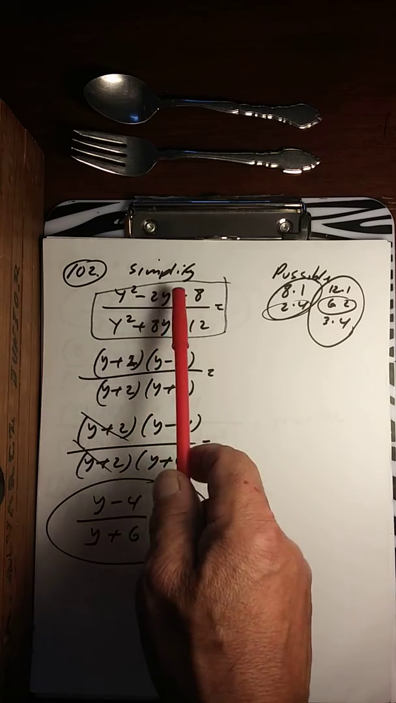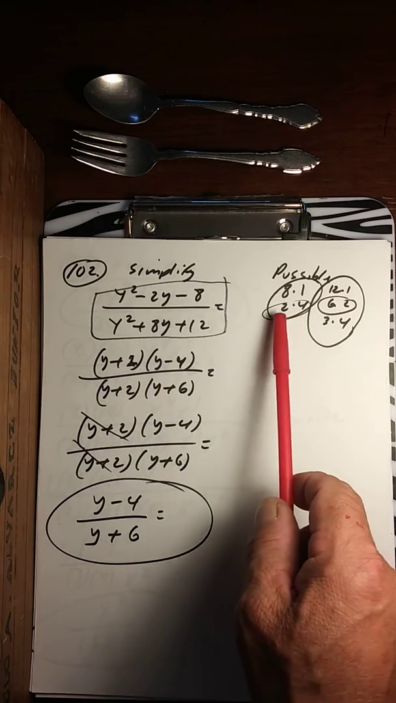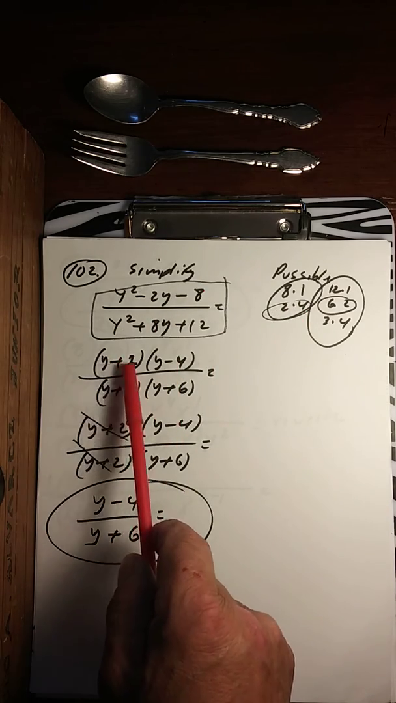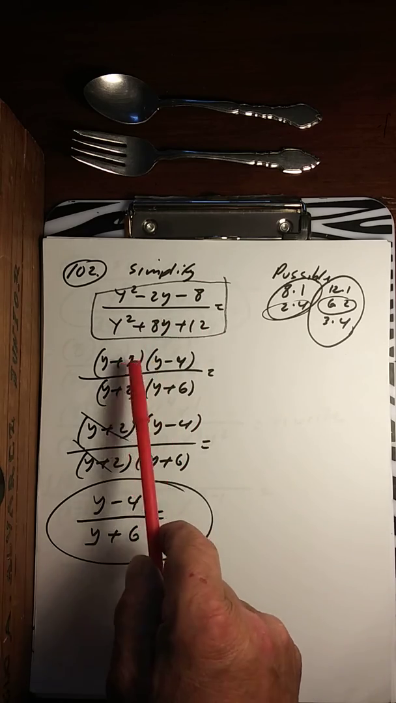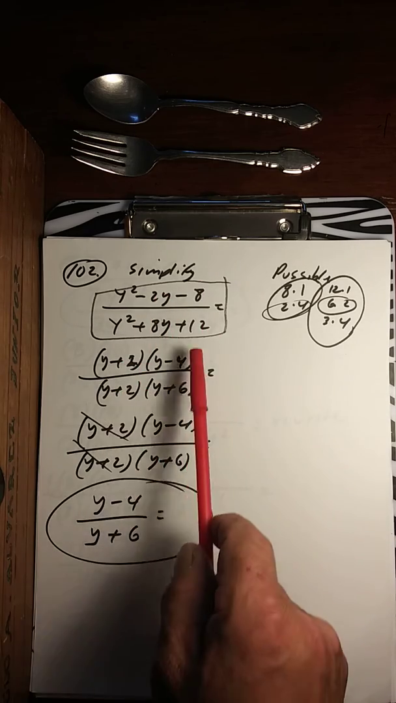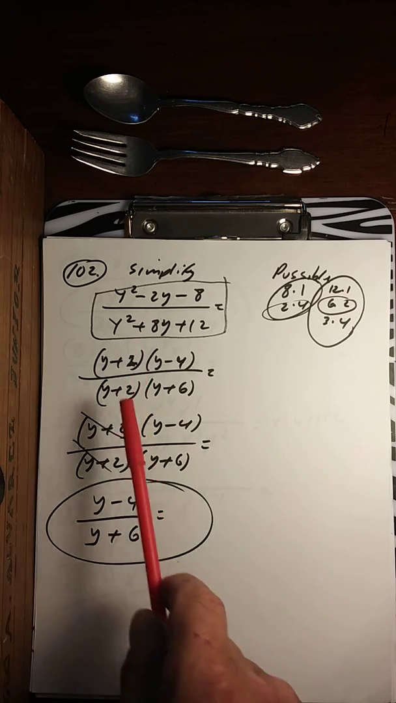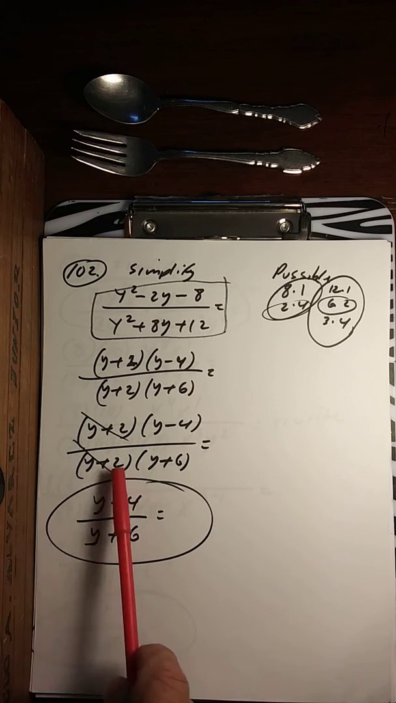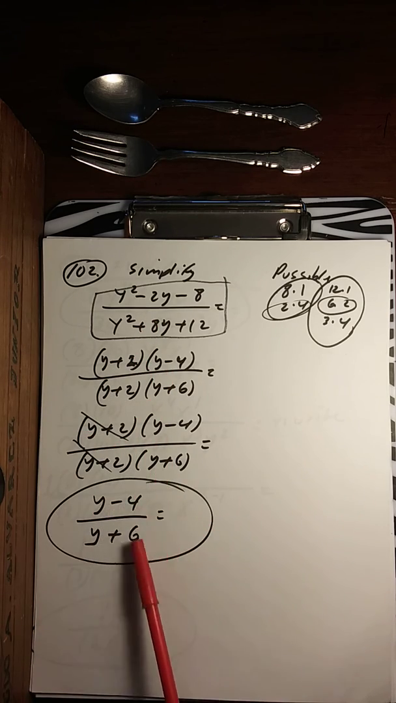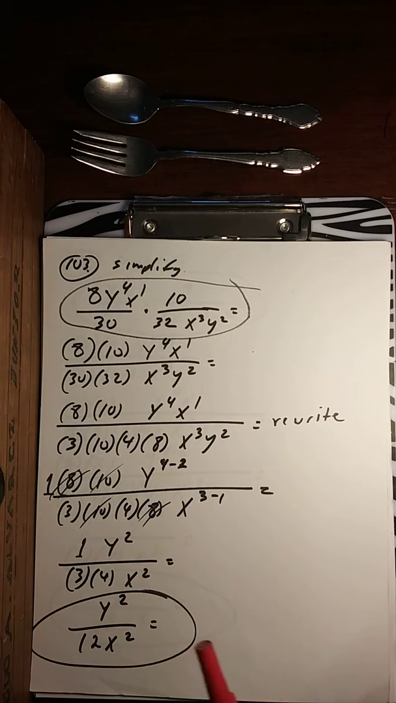This one. Factor the top. 8 is going to be 2, 4. Is that right? That times that is minus 8. That's 4 minus 2. That's positive 2. And this one is 12. 6 and 2 is 8. So these are right. So now y plus 2 cancels. What's left over is y minus 4, y plus 6.